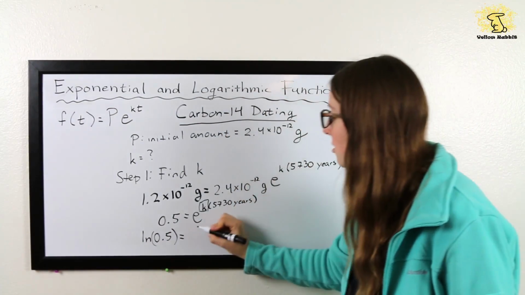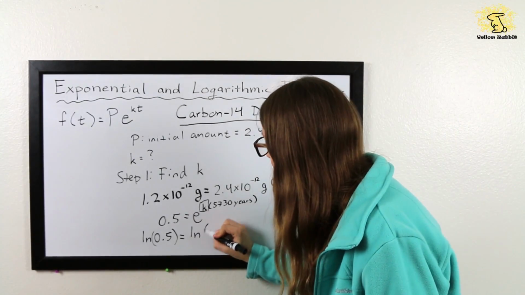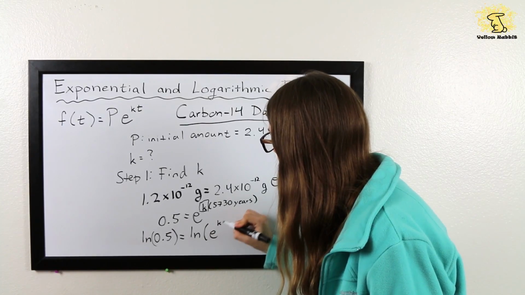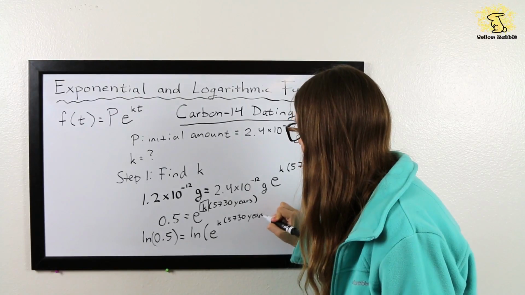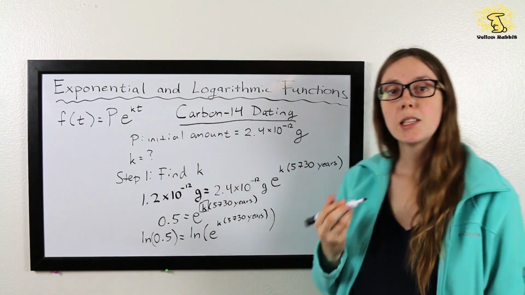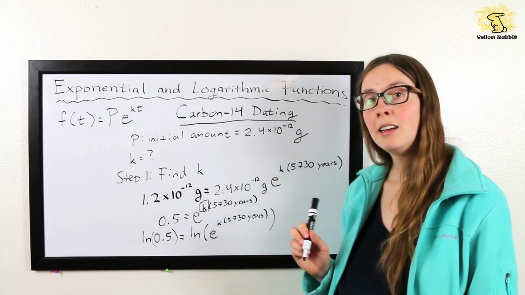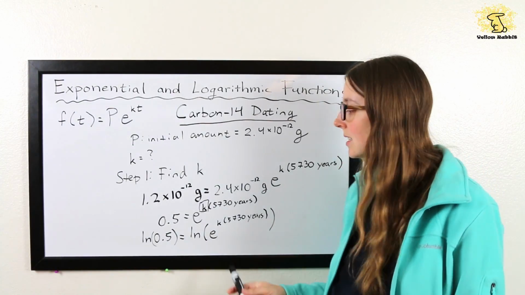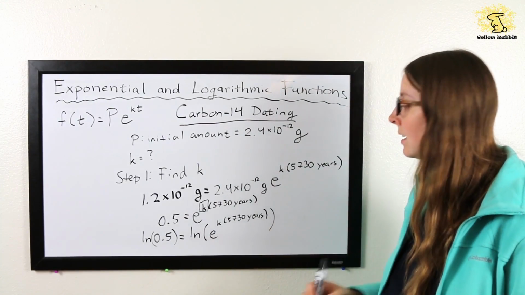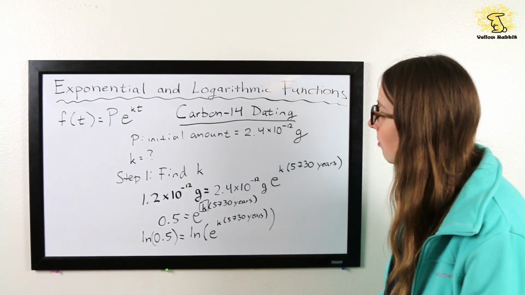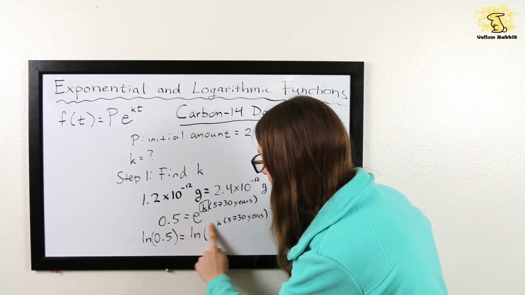of each side of this equation, and I'll talk a little bit more about the natural log in just a little bit. As we'll learn a bit later, natural log and e are inverse functions. So when I take natural log of something with this exponential e, they cancel each other out. And what I'm left with is the value in the exponent.